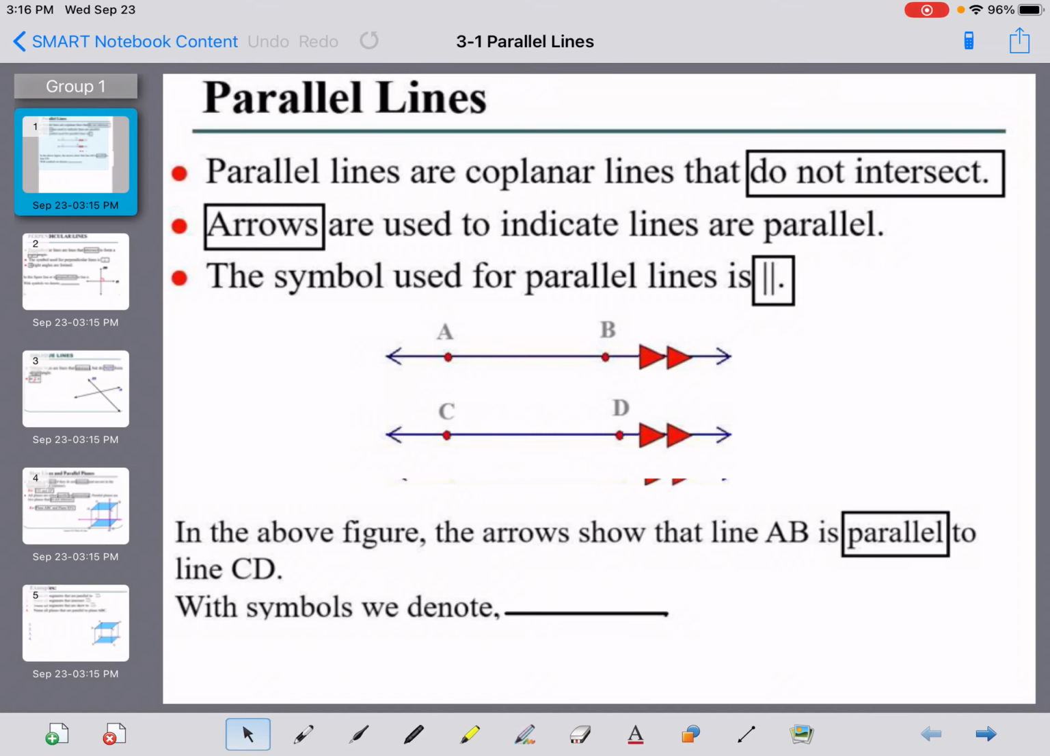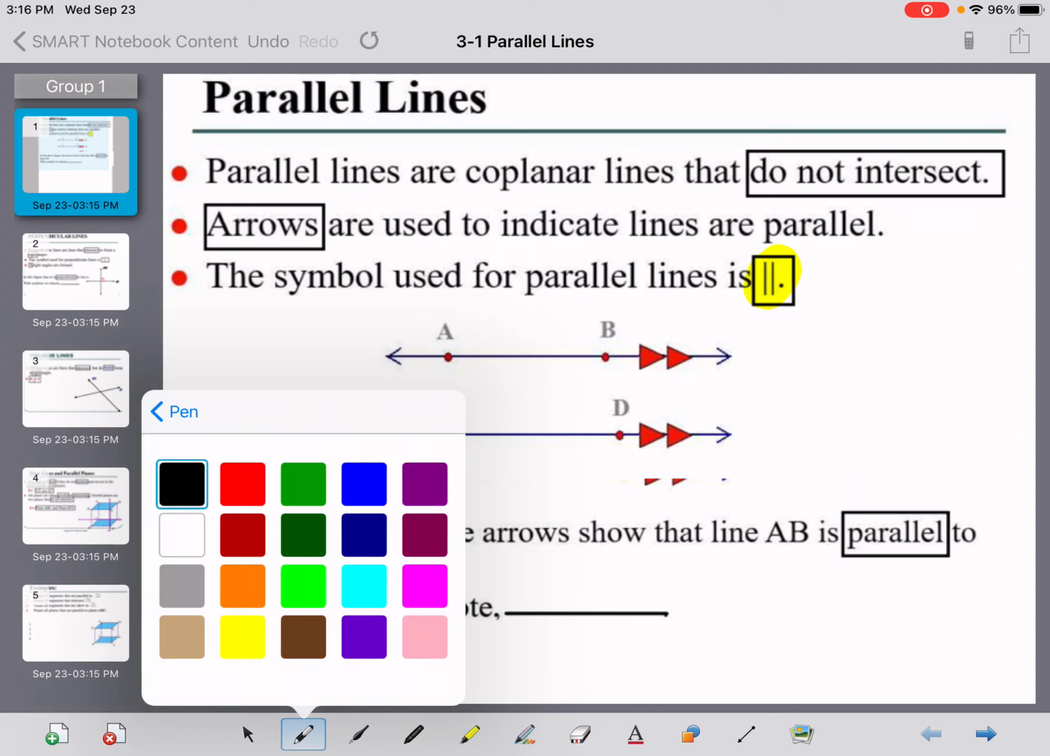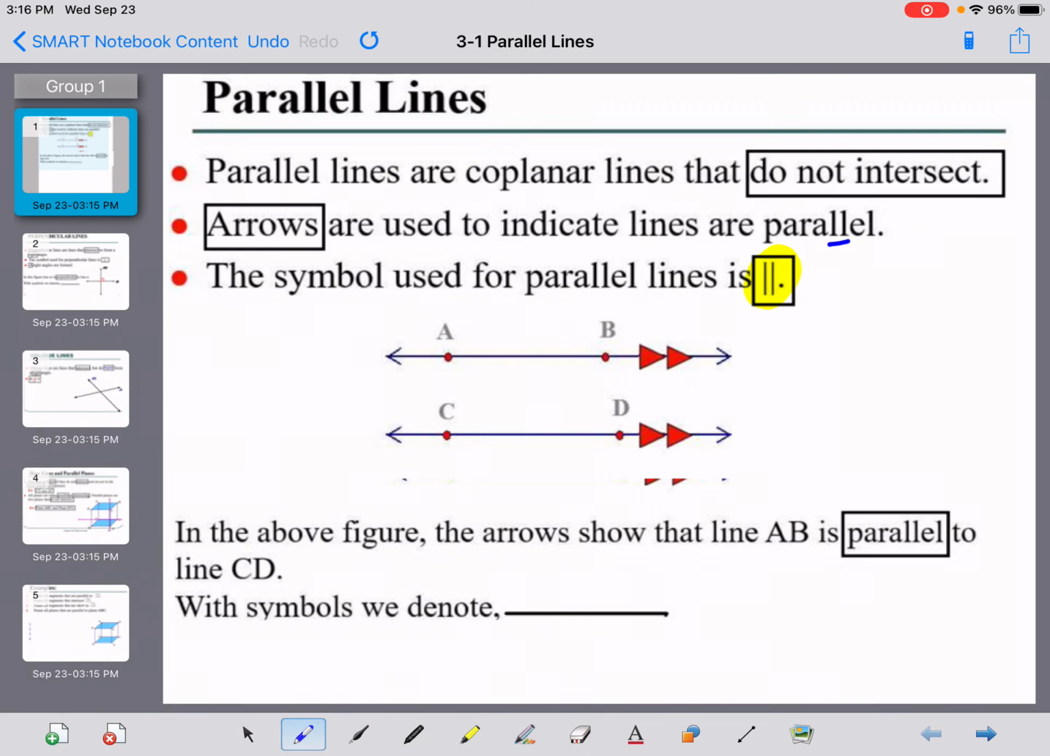Okay, so today we're going to begin our unit on parallel lines. Parallel lines are coplanar lines that do not intersect. That's nothing new to you. We're going to use arrows to indicate the lines are parallel. And the symbol used for parallel lines is this little symbol right here. It kind of looks like two L's, and that's how you remember it. Parallel has two L's in it, and then the symbol looks like two L's.